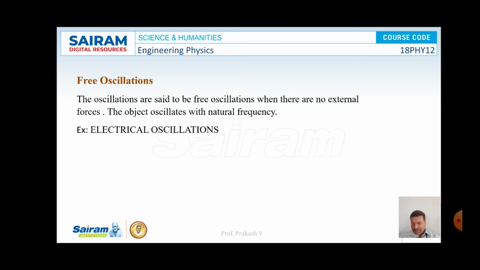Under the action of a restoring force, an oscillating body oscillates with undiminished amplitude at its own natural frequency as long as no other external force intervenes in its motion. Such oscillations are called free oscillations. Oscillations are said to be free when there are no external forces acting upon them. An object oscillating with its natural frequency is considered to be in free oscillation. For example, electrical oscillations are considered as such.